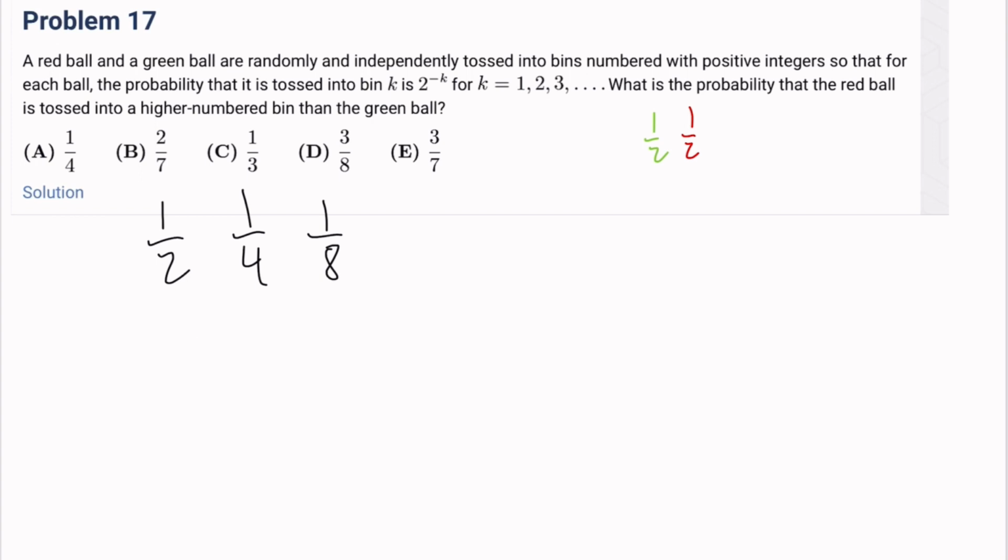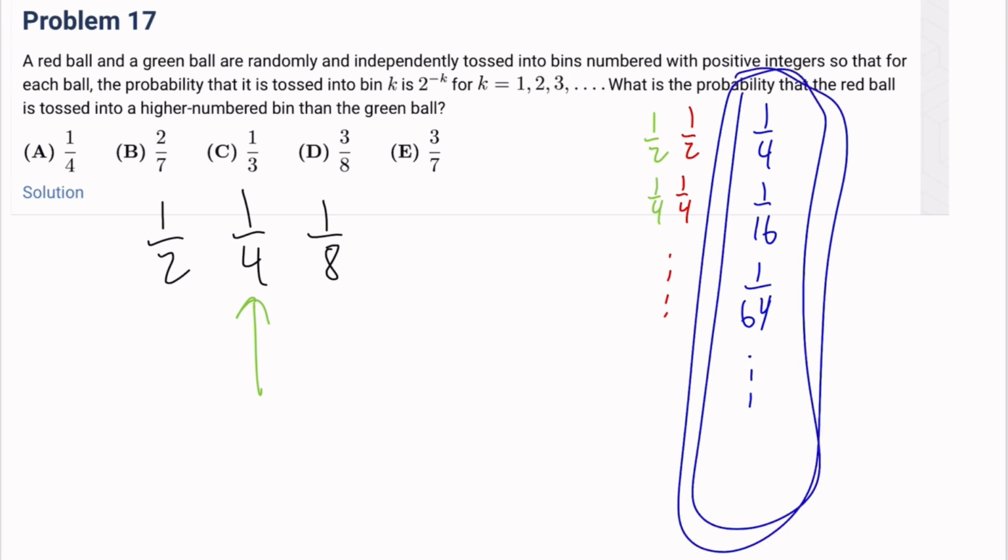And if green is tossed into bin 2, with probability 1 over 4, then the whole thing sums to 1, and so the sum of the things higher would be 1 over 4 also, right? Then the red ball would also be 1 over 4, and so on. And so we want the multiples of this. So this is 1 over 4, 1 over 16, and then after that is 1 over 64, etc., right? And so the probability that the red ball is tossed into a higher number bin than the green ball is these all added up, right?